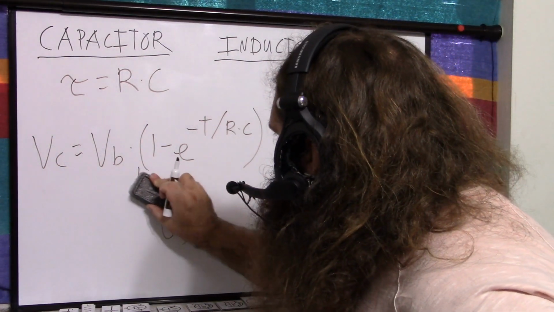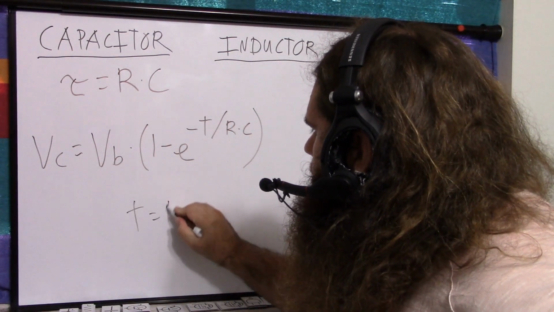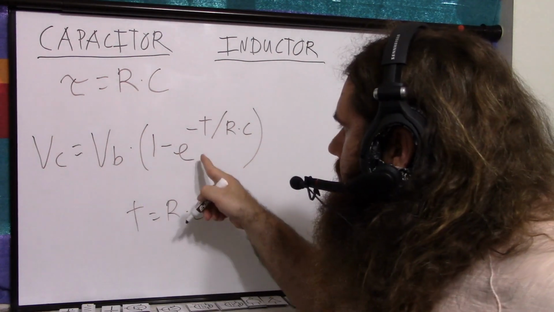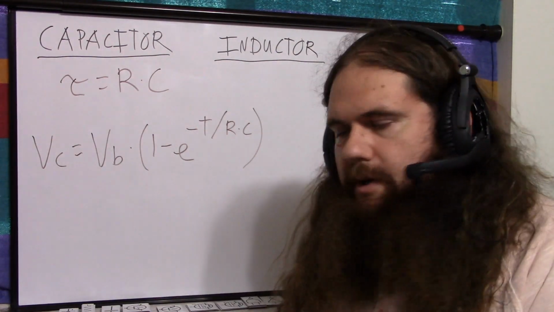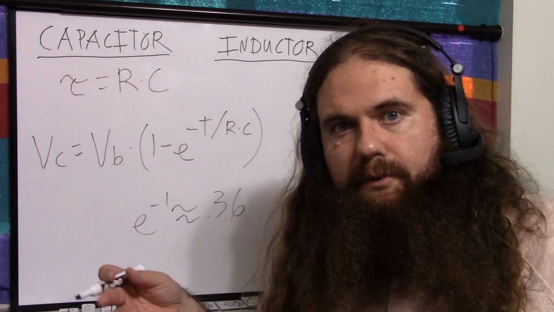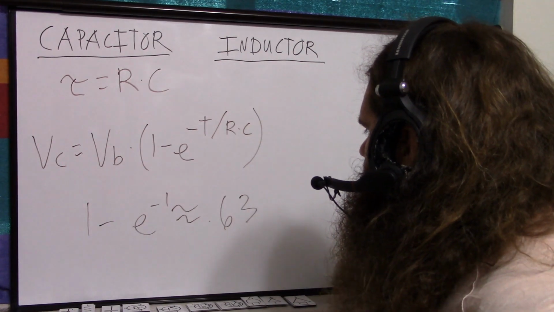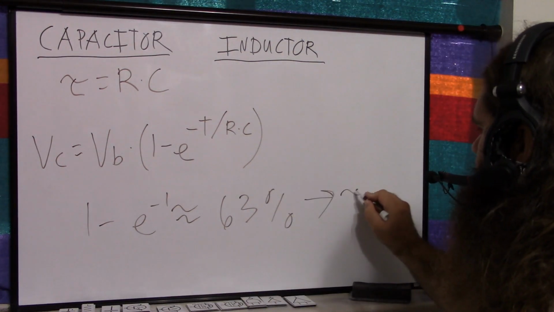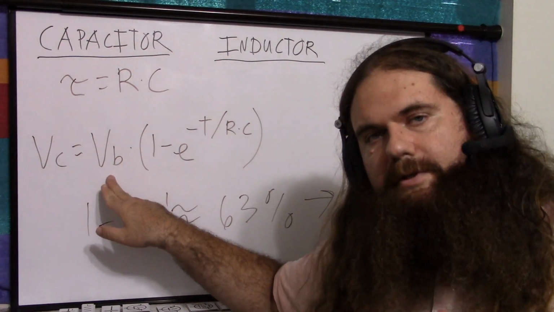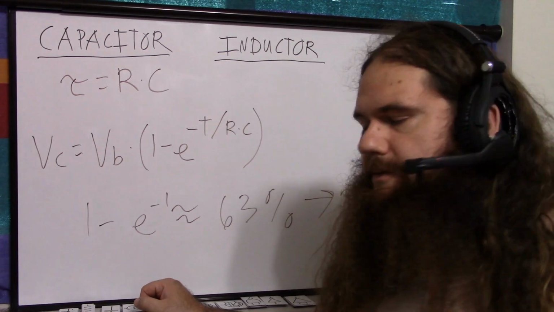Now, before I explain why e is in here, let me just say, what if time is RC? What if T equals R times C? Well, R times C over R times C is 1. So this is e to the negative 1. E to the negative 1 is approximately equal to 0.36, so 36%. 1 minus that is approximately 0.63 or 63%. Gee, does that sound familiar? That's where that comes from. At R times C, this whole thing works out to be the voltage being applied times about 63%. It's like magic. That's why they chose 63%, because the math is easy.